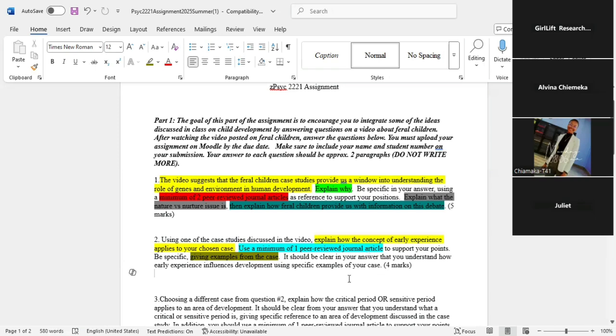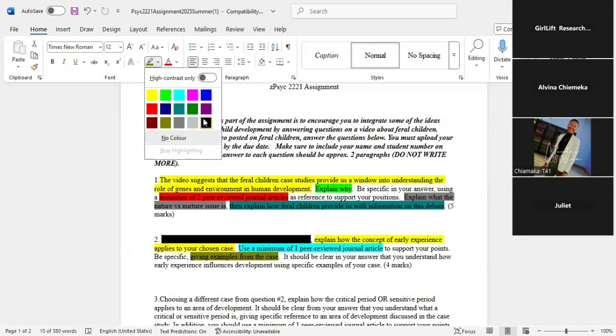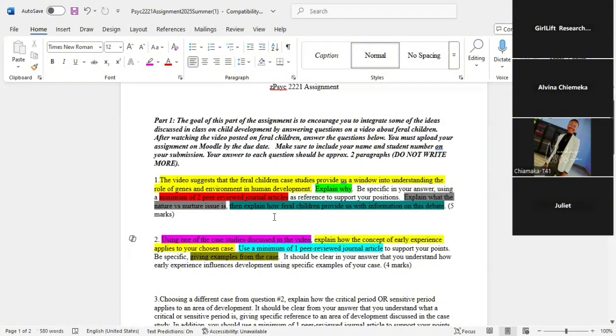Well done, Juliet. You really did well to pick out all of this. It's an indication that my explanation was actually good enough. But one thing I will add is this first line. It says using one of the case studies, which means that there are more, so you have to be sure that you are using just one. That's the only thing I'll add. Other than that, every other thing is on point.